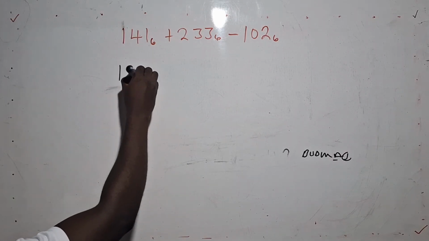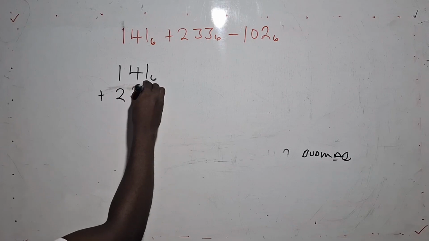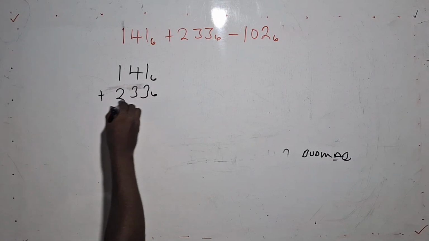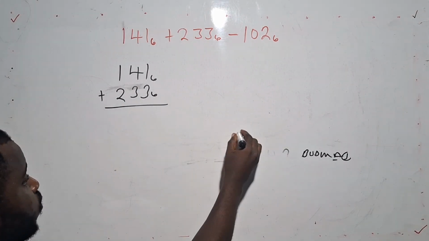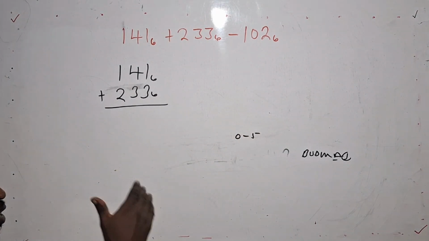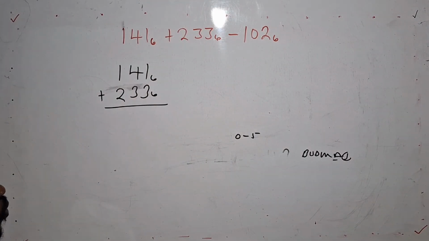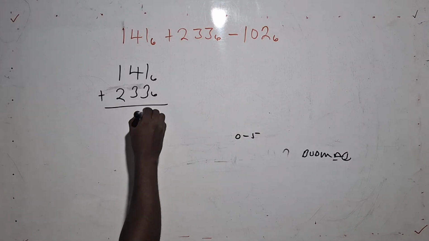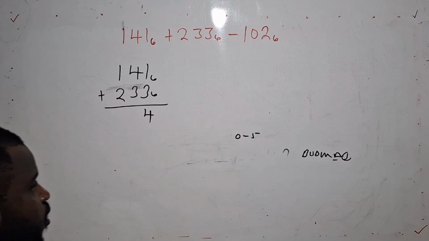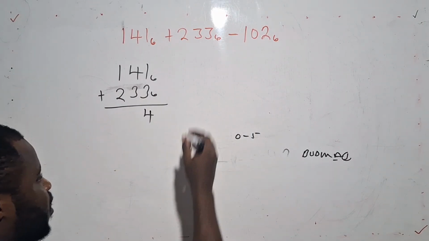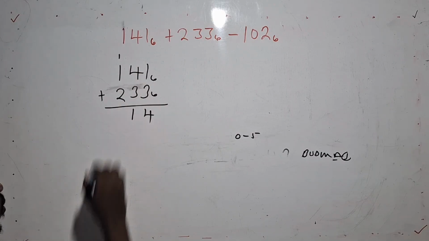So we have 141 base 6. Let's add 233 base 6. In base 6, since we are adding, the numbers we are expecting should be from 0 to 5. We don't get 6 and above in base 6. That's what we need to understand. Now 1 plus 3 is 4, and 4 is accepted. Then 3 plus 4 is 7, and 7 is not accepted in base 6. So 6 can divide 7 how many times? 1, remainder 1.